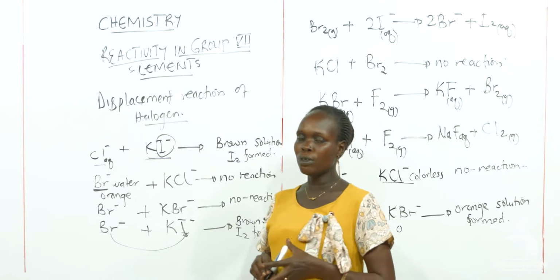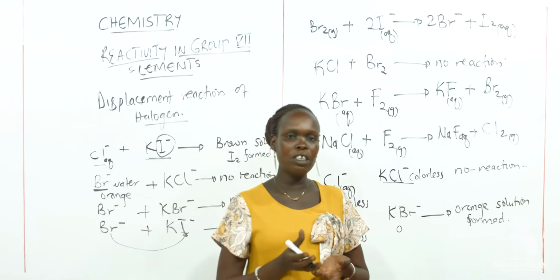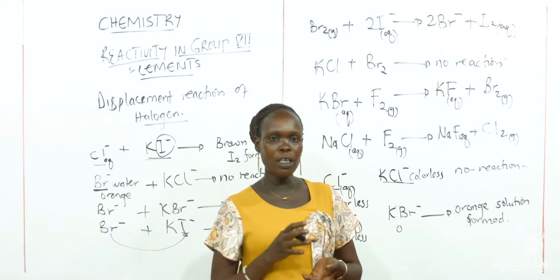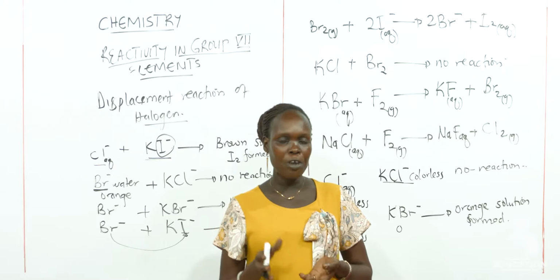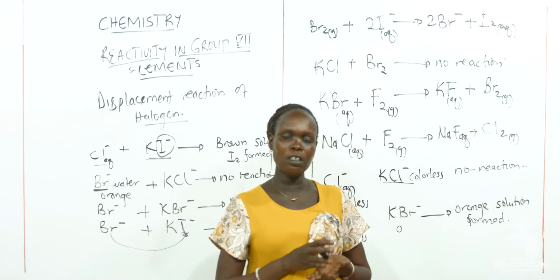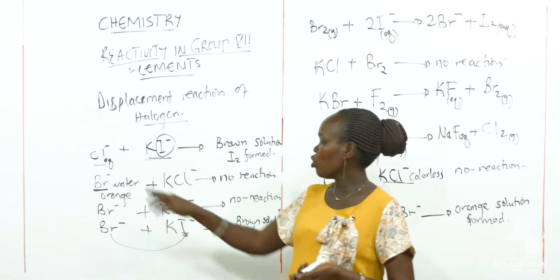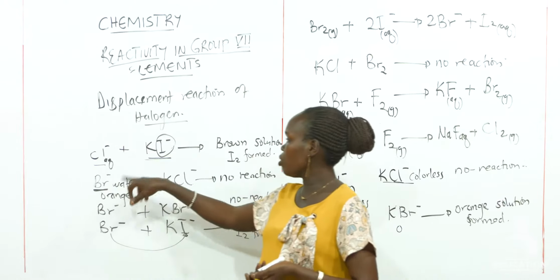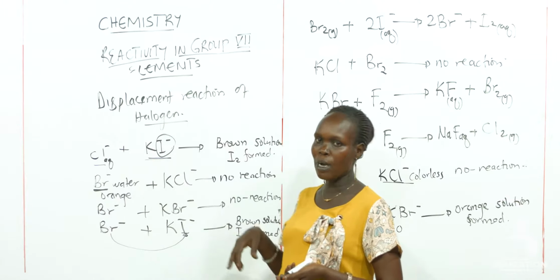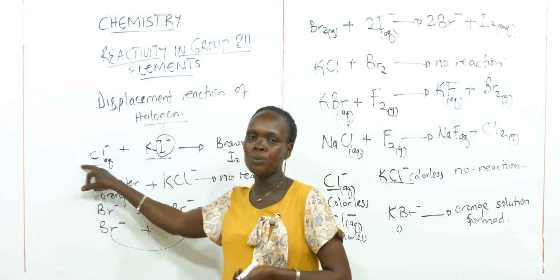And here we are going also to see that in the displacement reaction, the least reactive cannot displace the highly reactive. So what I mean is, when you have fluorine and then you have iodine, iodine cannot displace fluorine from its compound, but fluorine can displace iodine from its compound. So as you have seen in these examples, chlorine solution displaces iodine from iodide solution. Why? Because iodine is the least reactive compared to chlorine.